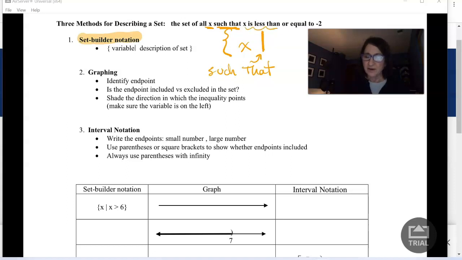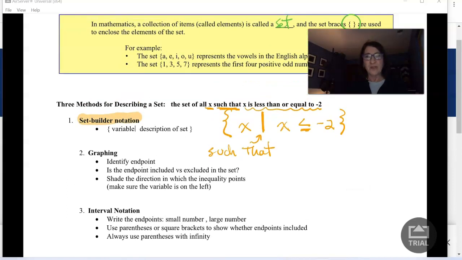This right here is our description. So we're going to write that description as an inequality. So I'm going to write x is less than or equal to -2. And then we put our squiggly bracket. So let's go ahead. That's set builder notation.